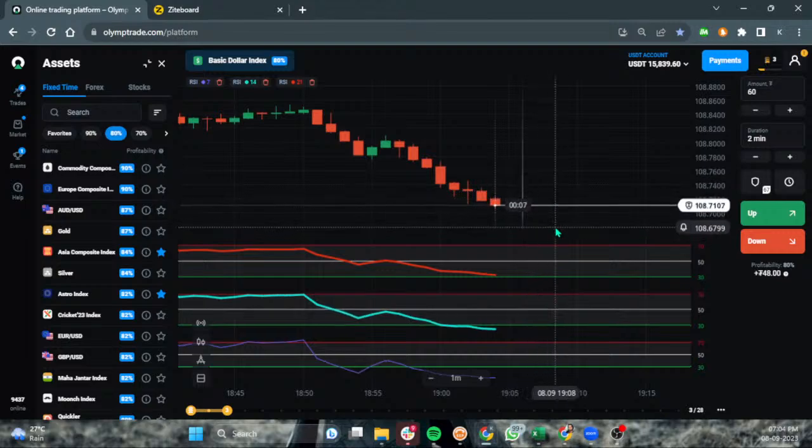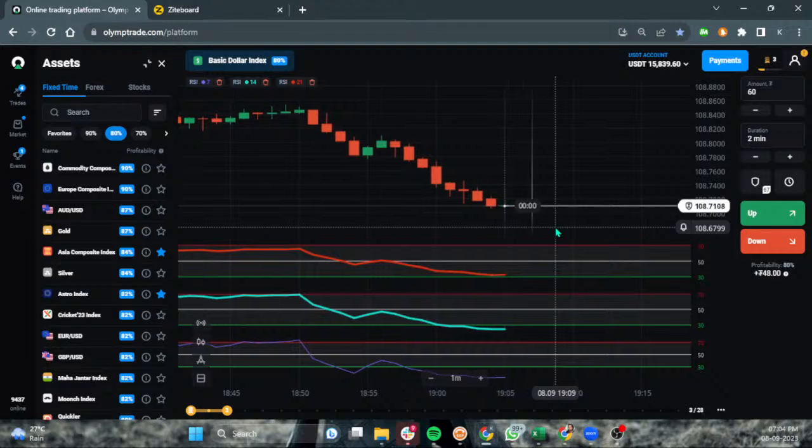Over here, the situation is RSI 7 has crossed, RSI 14 has crossed, but we are waiting for the final showdown, RSI 21.